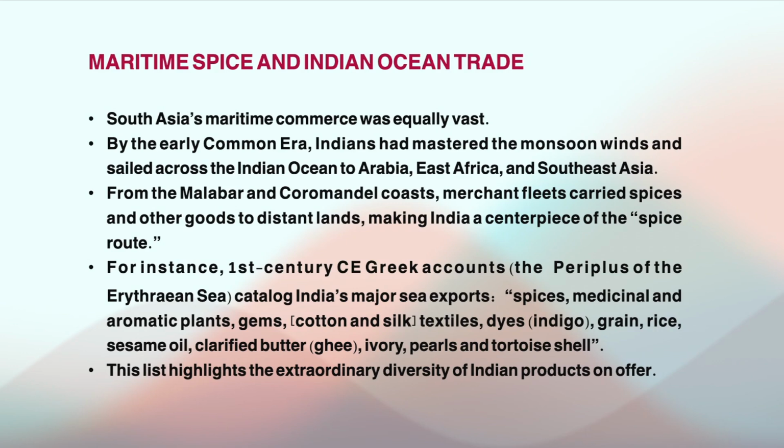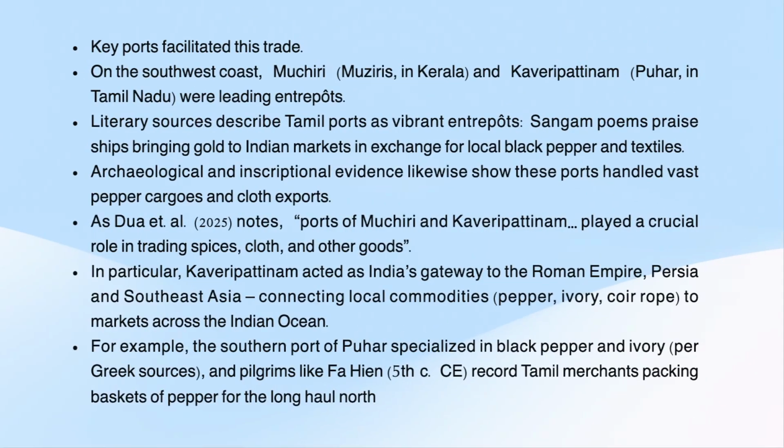For instance, 1st century CE Greek accounts, the Periplus of the Erythraean Sea, catalogue India's major sea exports like spices, medicinal and aromatic plants, gems, cotton and silk, dyes, grain, rice, sesame oil, clarified butter, that is ghee, ivory, pearls, and tortoise shell. This list highlights the extraordinary diversity of the various products that were being traded at that point of time. The key ports were Muziris and Kaviripattanam, and they were the leading ports. Literary sources describe Tamil ports as vibrant entrepôts.